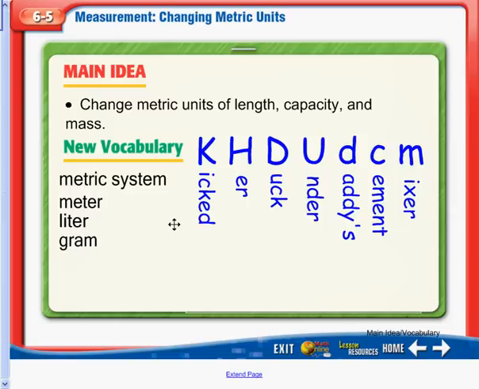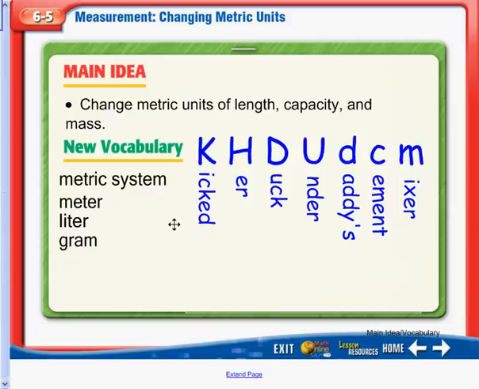Today's lesson is 6.5, Measurement, Changing Metric Units. Yesterday we did changing customary units, and today changing metric units is more of European units. We don't use meters, liters, and grams as often as the Europeans do. So, the main idea is changing metric units of length, capacity, and mass.